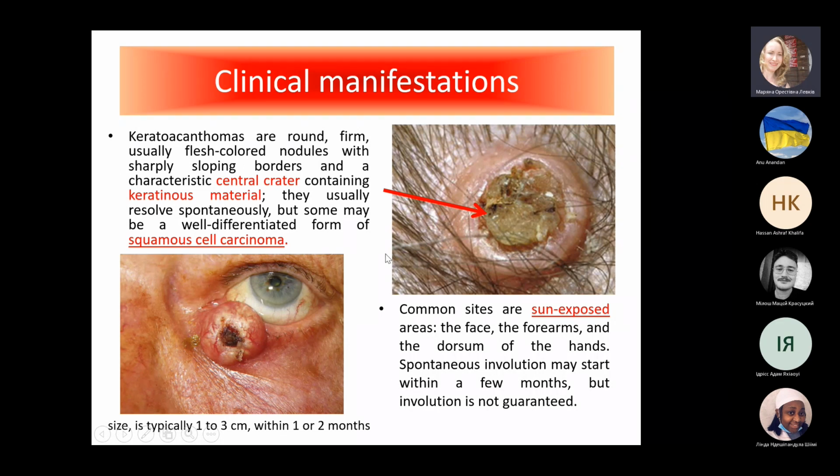Keratoacanthomas are firm, usually flesh-colored nodules with sharply sloping borders and a characteristic central crater containing keratinous masses. They usually resolve spontaneously, but some may be a well-differentiated form of squamous cell carcinoma. Common sites for this disease are sun-exposed areas: face, forearms, dorsum of the hands. Spontaneous involution may start within a few months, but involution is not guaranteed.